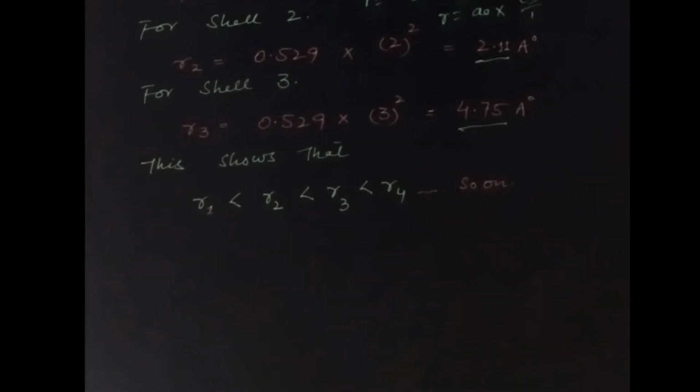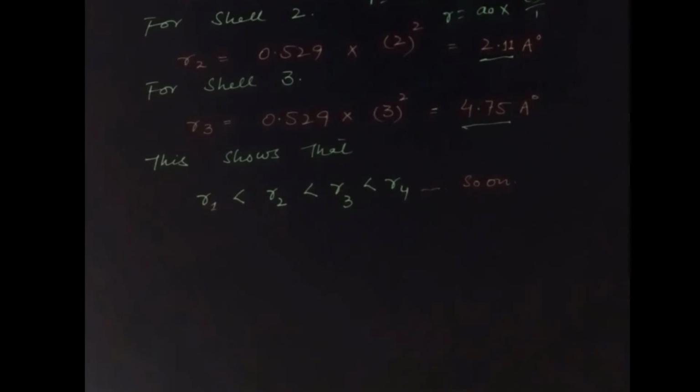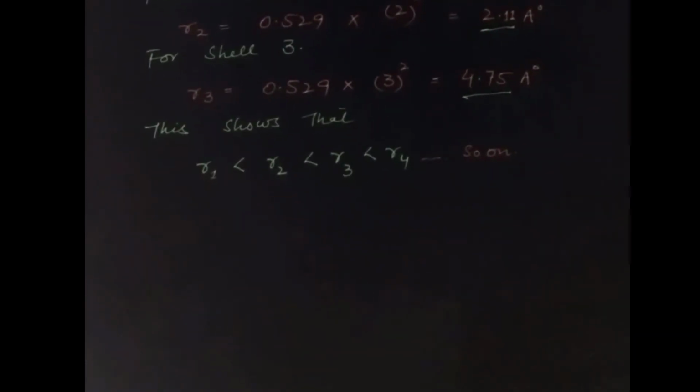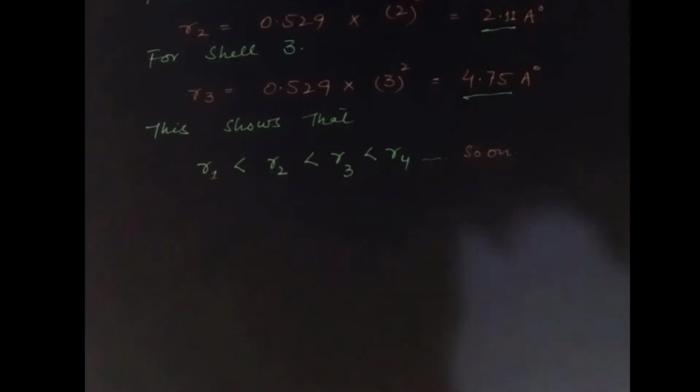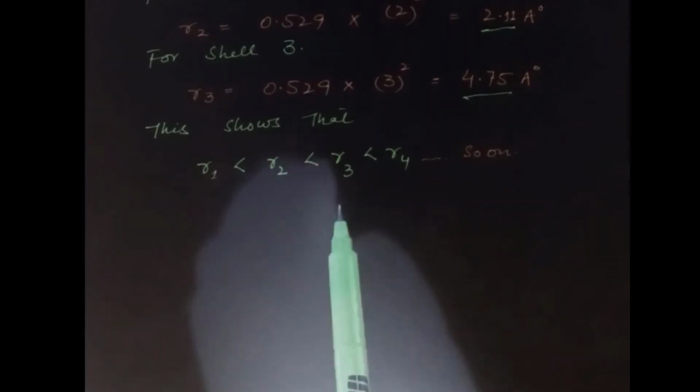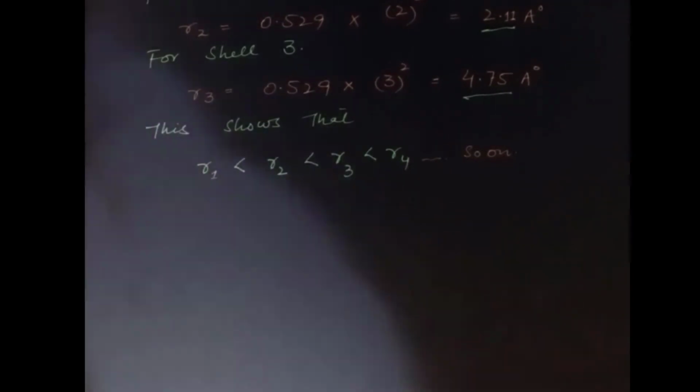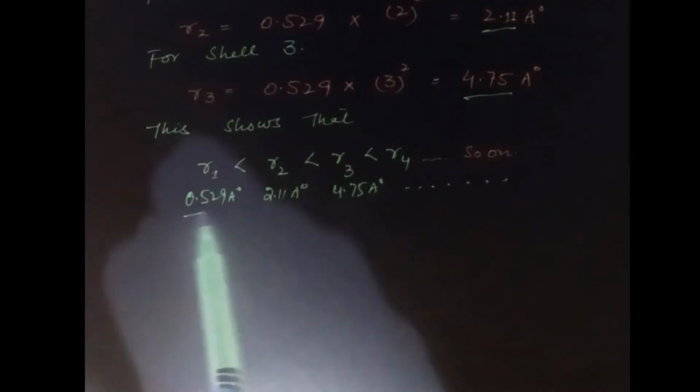Now what does the value of r represent? The value of r represents that as we move from shell number 1 to 2, from 2 to 3, 3 to 4 and so on, the radius will go on increasing, that r1 is less than r2, r2 is less than r3, r3 is less than r4, and all this is clear from the values. r1 was calculated, that is 0.529 angstrom. In case of r2, it is 2.11 angstrom, and in case of r3 it is 4.75 angstrom, r4 and so on. You can calculate the values. Now it shows clearly that the value of r increases as the number of shells increases.